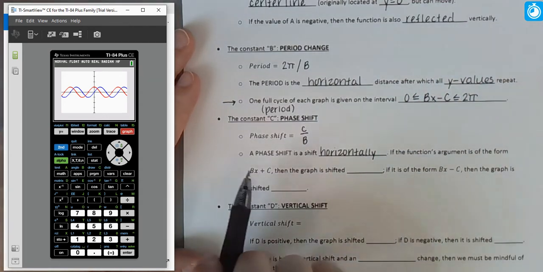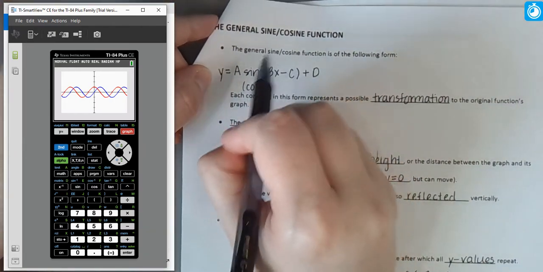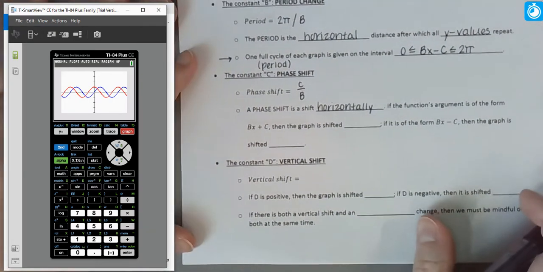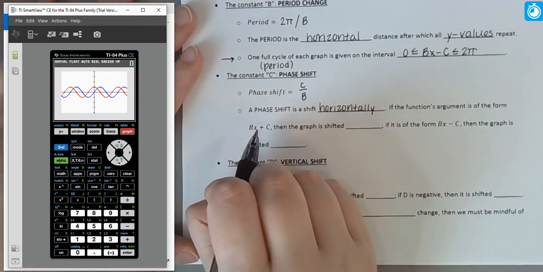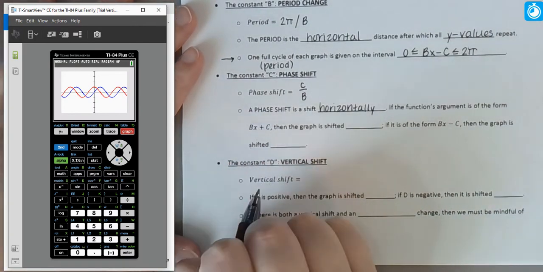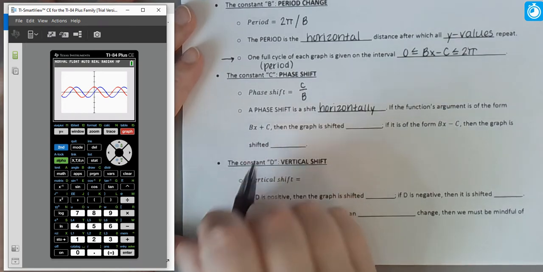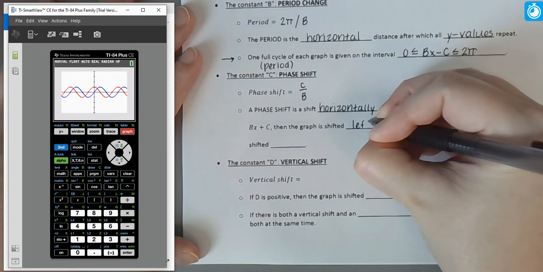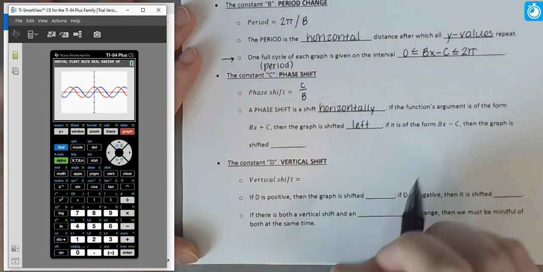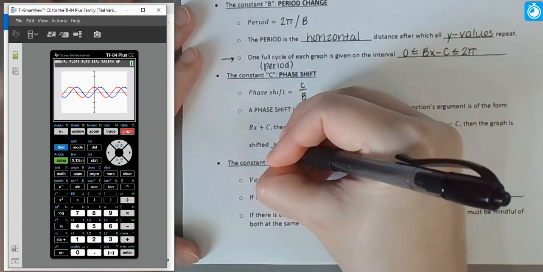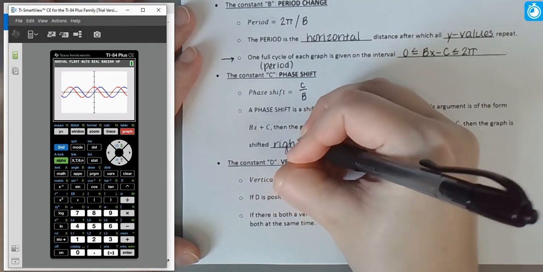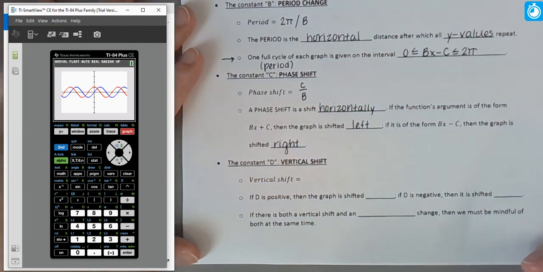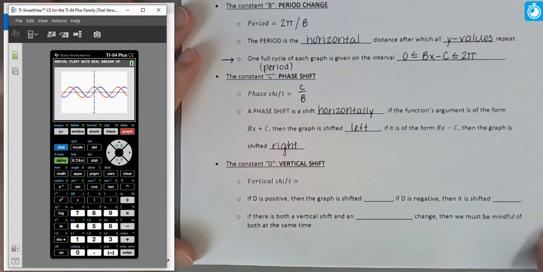Now, if the argument is of the form bx plus c, the argument is going to be the input for our function. If it is of the form bx plus c, we're adding on, and the value we're adding on is positive, then the graph is shifted to the left. And if it's of the form bx minus c, then the graph is shifted to the right.